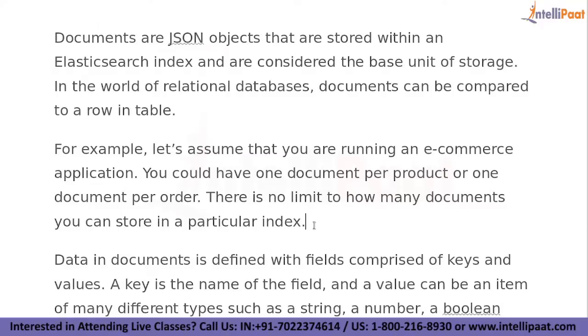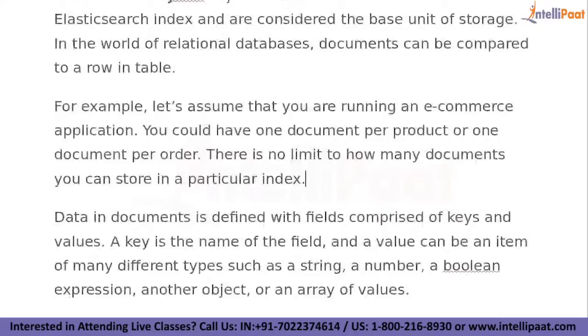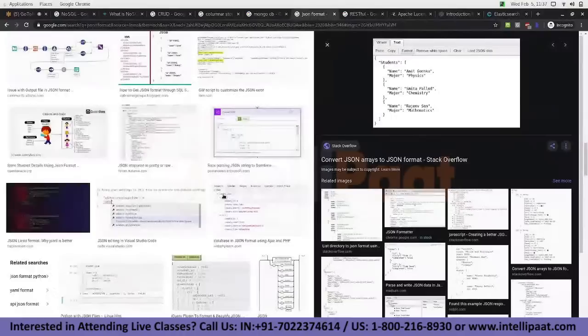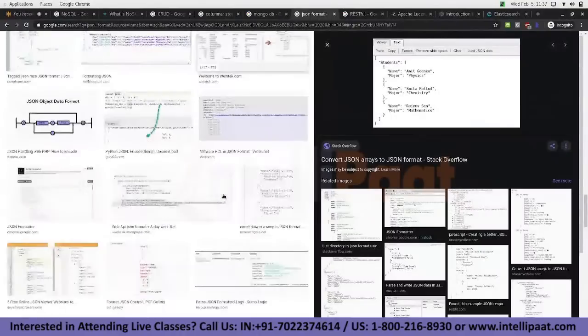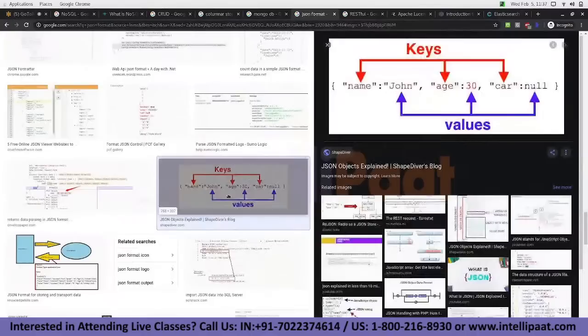The data in documents is defined with fields comprised of keys and values, right? I told you JSON is one of the simplest ways of representing data. And here the key and value are both our own choice. This is the key and value. Yes, this is also JSON. These are keys, these are values. Those are the simple way to represent your JSON data. Name, age, car are keys, and John, 30 and null are the values.